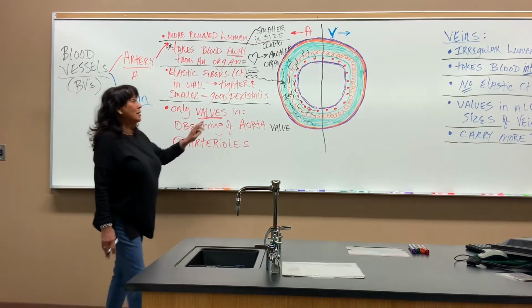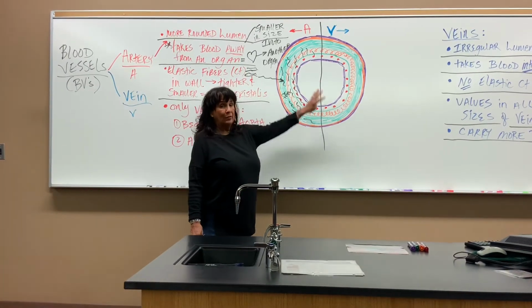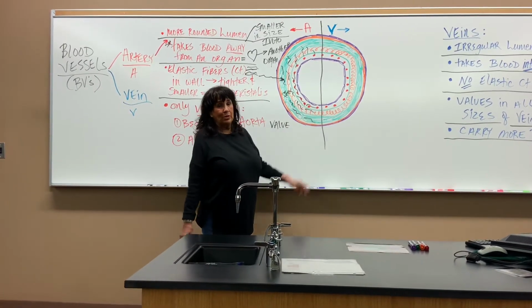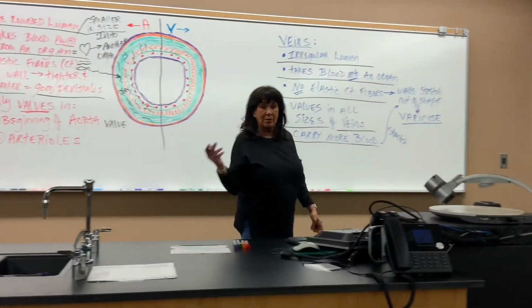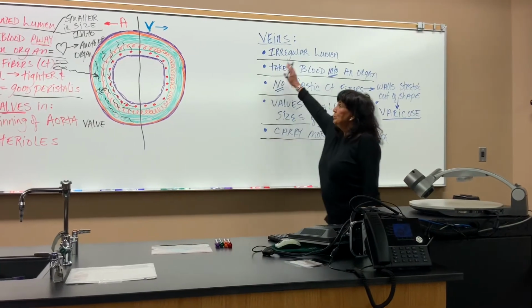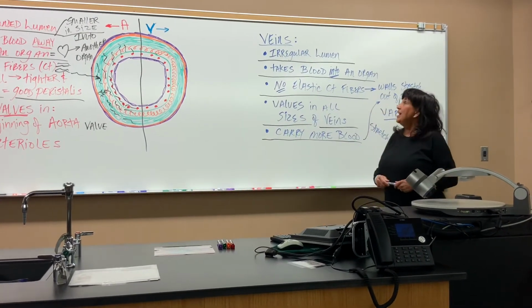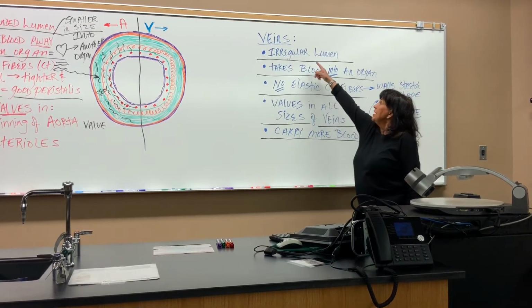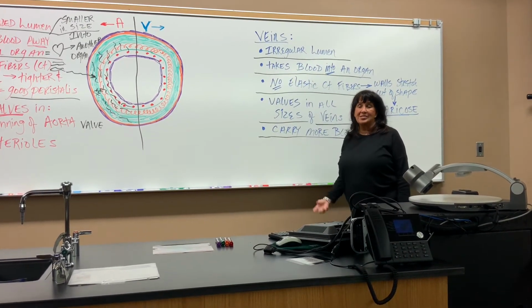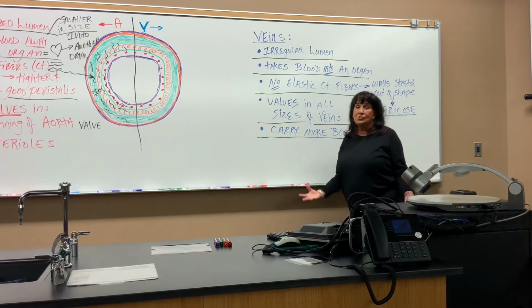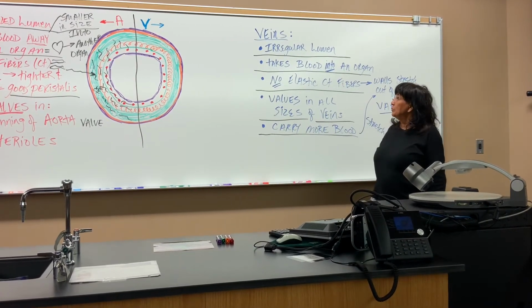Now, before I label this picture of the wall of an artery, and we know it's a tubular organ, let's go over and compare veins to arteries, okay? So I wrote it in blue because veins are blue. And so, first of all, they have an irregular shaped lumen. Very strange looking lumen. It's not round, it usually is stretched out, irregular shape.